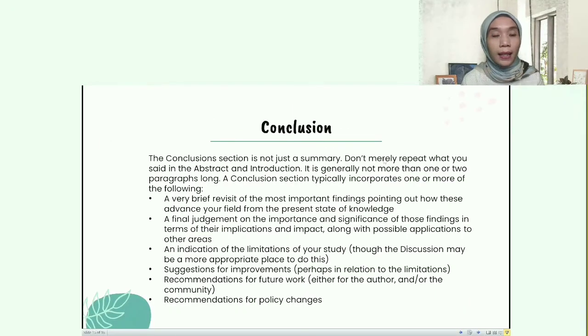Okay, and then the conclusion. In this section, it's not just a summary. Do not merely repeat what you said in the abstract and introduction. It is only one or two paragraphs long. It typically incorporates one or more of the following. It doesn't have to be all. As long as you can conclude, then that will be fine.